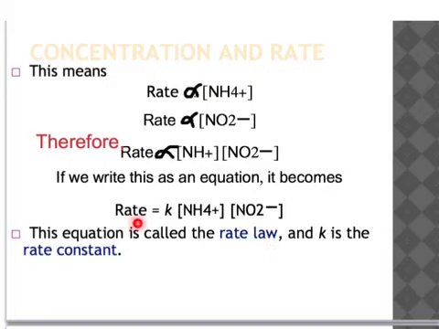And rate is equal to the rate constant. In this instance, k is going to be the rate constant times the concentration of ammonium times the concentration, the molarity of the nitrite.